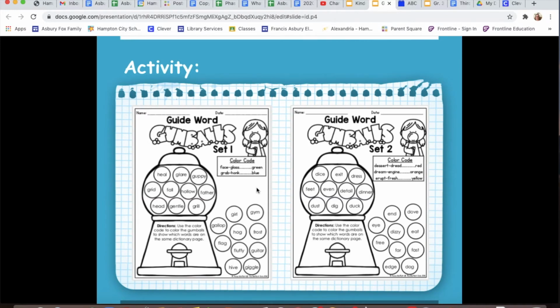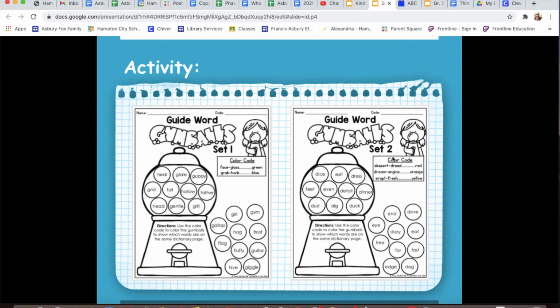Okay? So, and even if you're not able to print these out, you could always get your own piece of paper and you could draw gumballs all over your paper and you could write these words inside the gumballs, just like it looks here. And you can decide which set of guide words each of these words would belong to, and then color the gumball green or blue. Okay, so you can always do this on your own piece of paper if you need to.